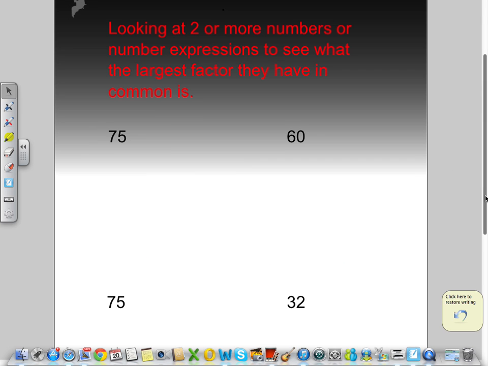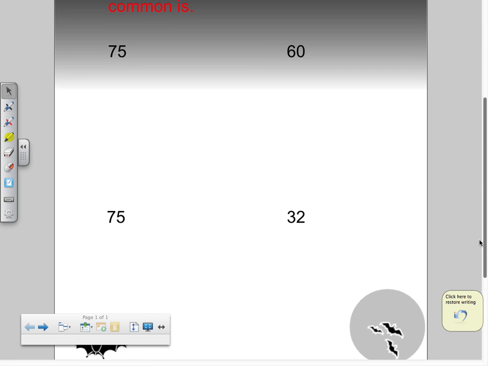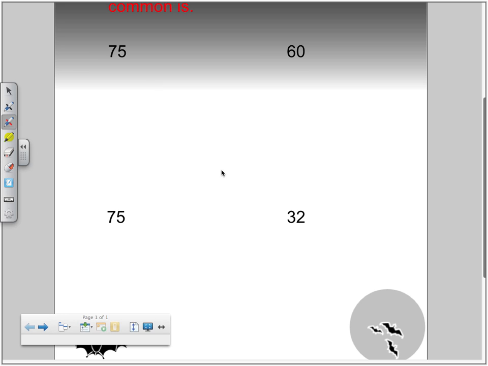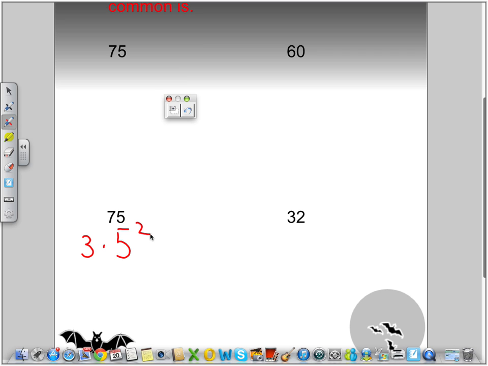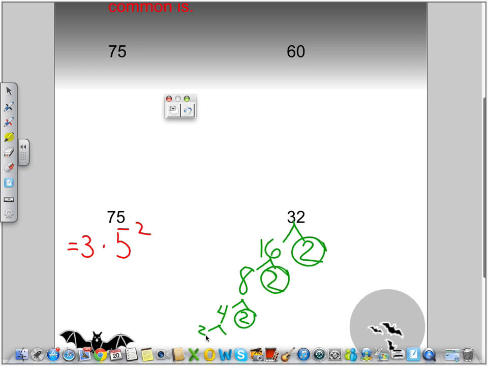Now I have 75 and 32. So 75 and 32 are going to be a little bit different. For 75, I already came up with the prime factorization. It was 3 times 5 squared, because I found that above. I know it's not there anymore. But when I do 32, I'm going to multiply this one out and figure out what it is. 16 times 2, 8 times 2, 4 times 2, 2 times 2. So the prime factorization of 32 is 2 to the 5th power. Just 2's.